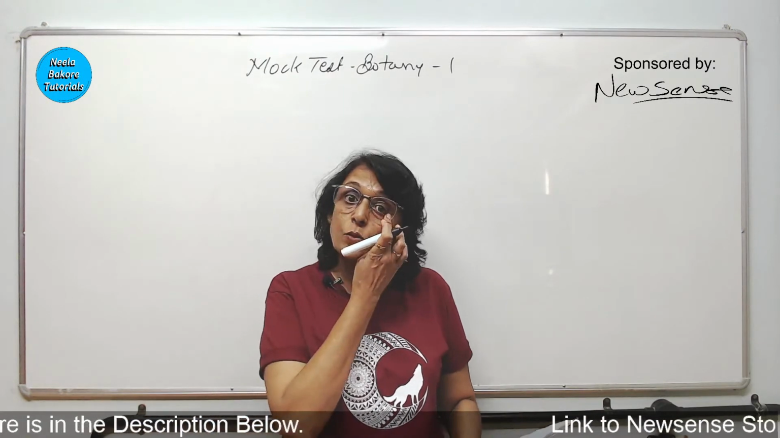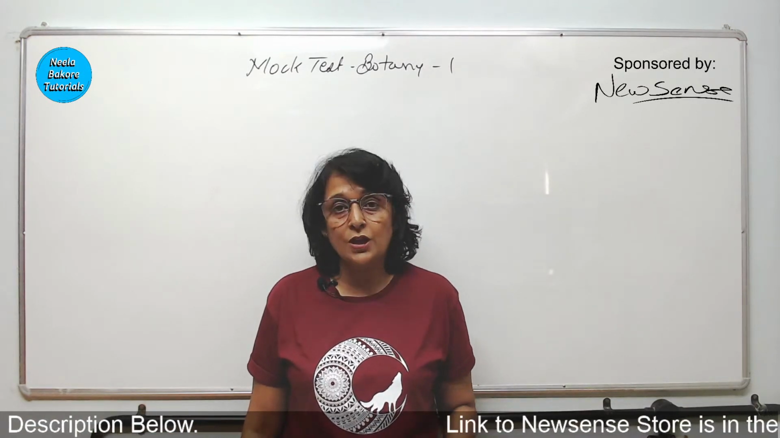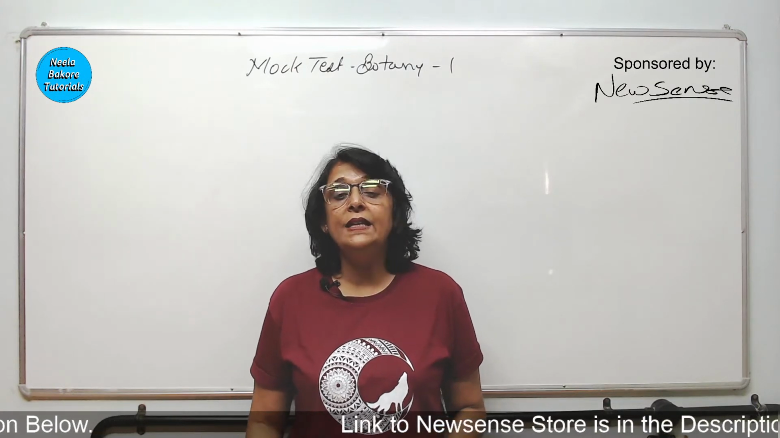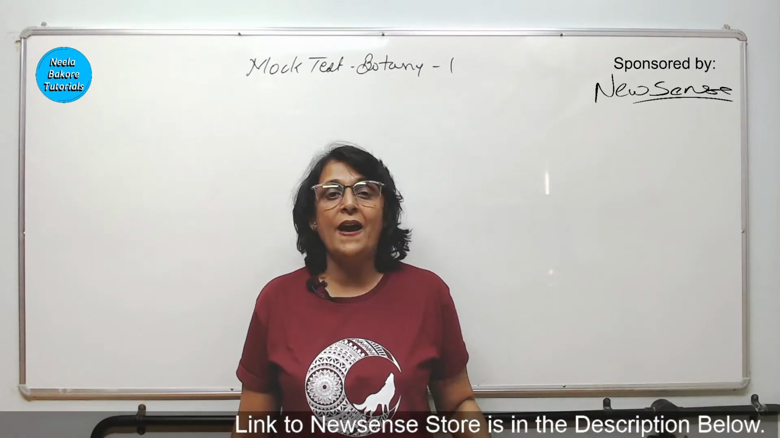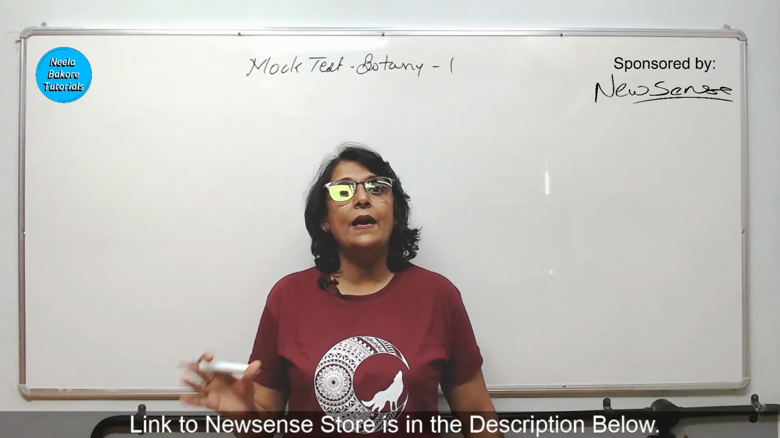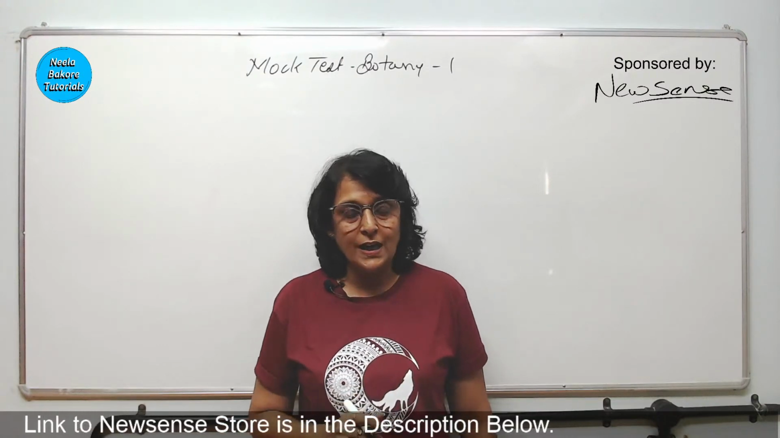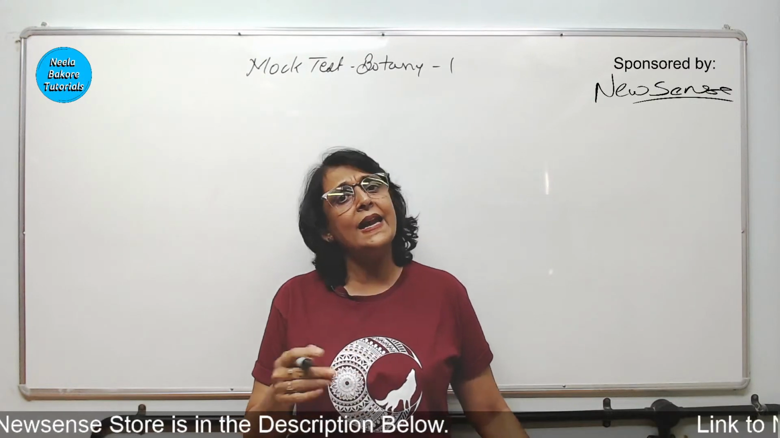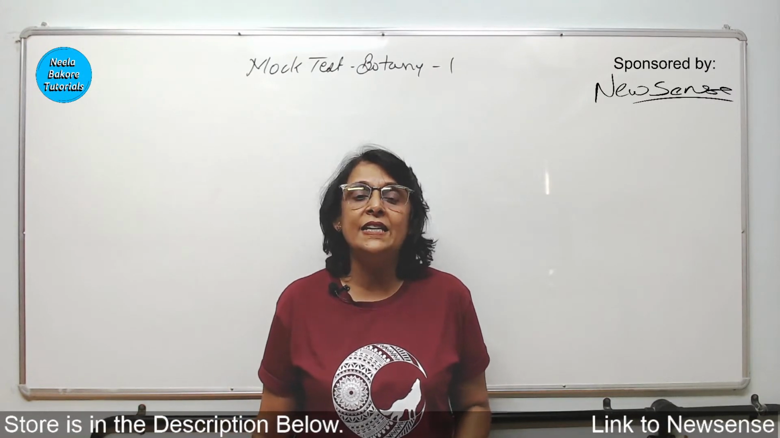Let me start. The first question is saying the bacteria which can survive in absence of oxygen are known as, there is a blank, but otherwise they are. That means these bacteria which can survive in presence of oxygen, they are actually facultative anaerobes, and normally they are aerobes. So what is meant by this? That means normally they survive in oxygen containing medium, they are aerobes, and if oxygen is not available, they can survive in absence of oxygen also. So we call them facultative anaerobes.